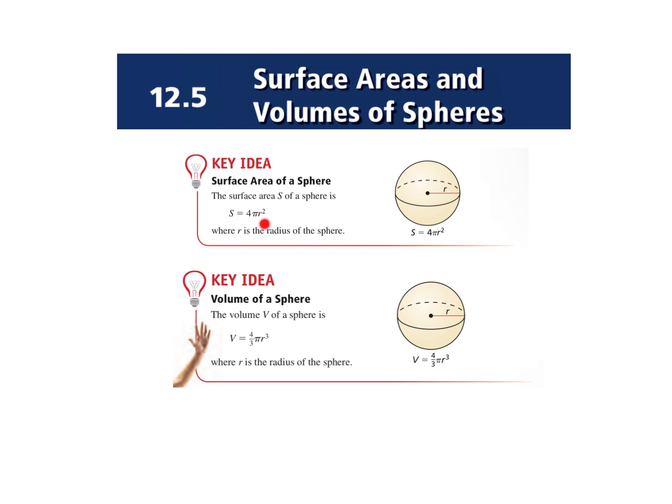You have the area of a circle, which is pi r squared. If you multiply it by 4, that actually covers the whole sphere. So the area of a sphere is pi r squared times 4.